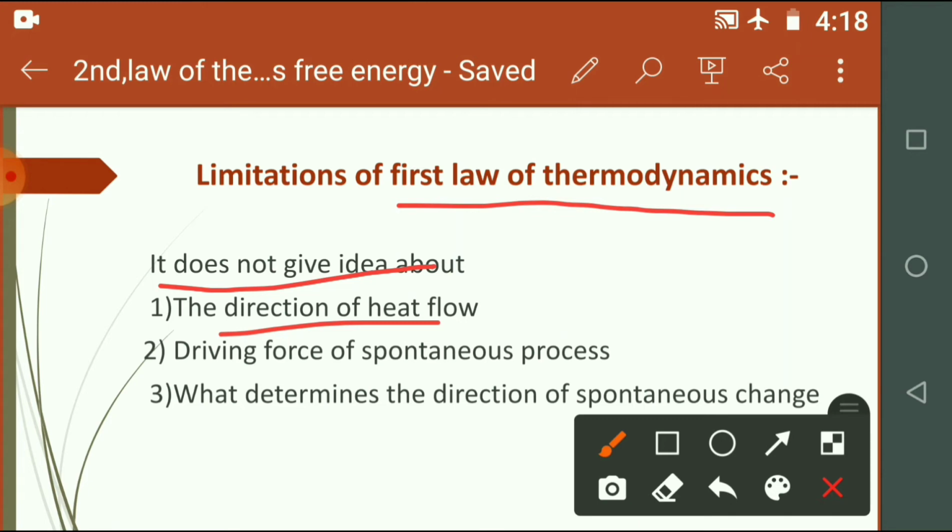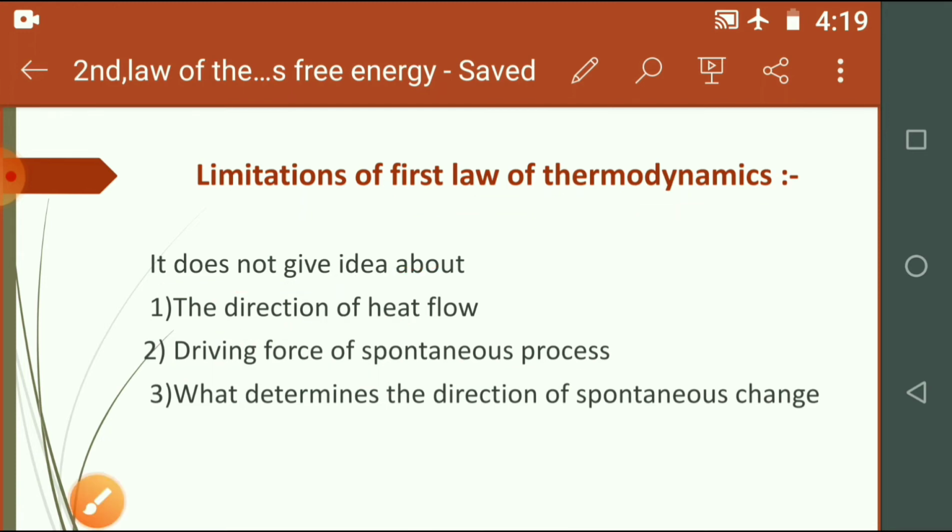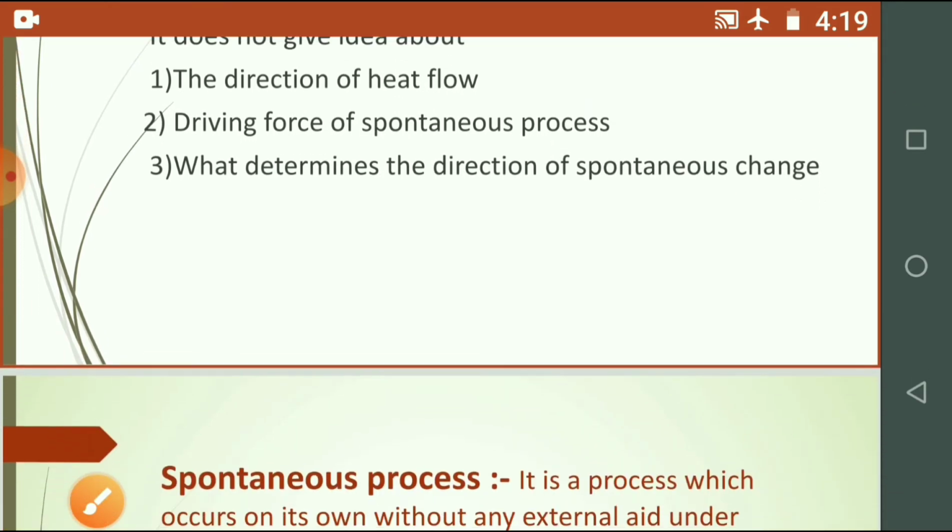So we know that energy conversions are spontaneous processes. So why do they take place? What is the driving force of a spontaneous process? It is not explained by the first law of thermodynamics. And also, what factor determines the direction of a spontaneous process is also not explained by the first law of thermodynamics.